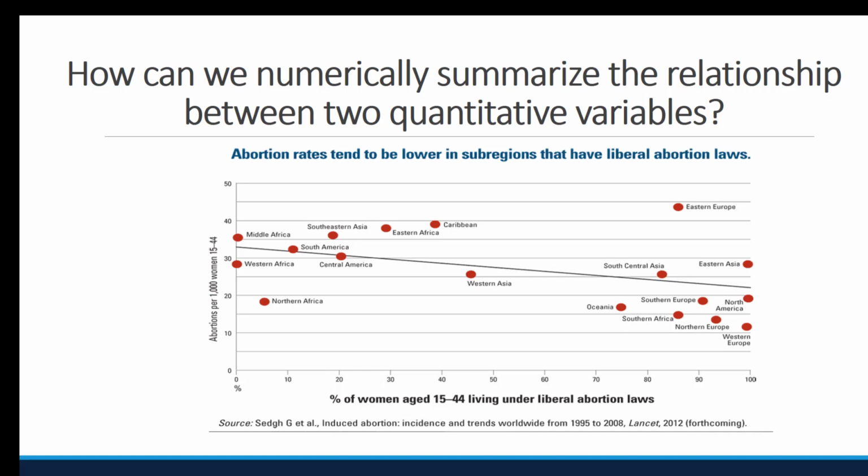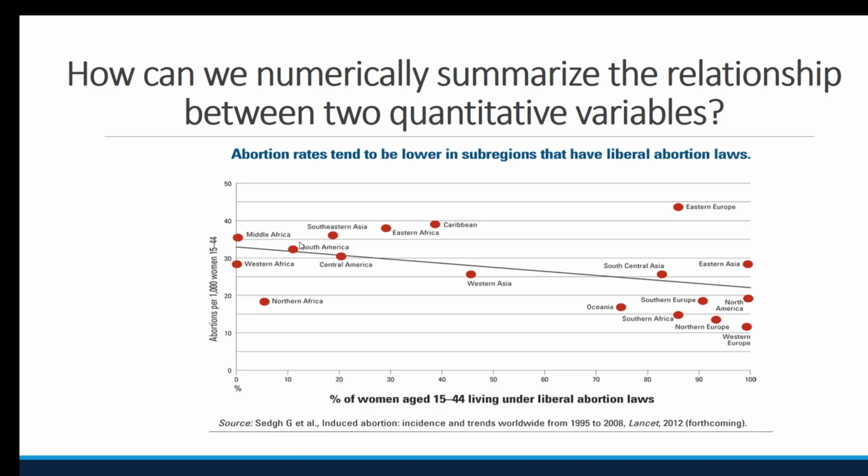Describe the direction, strength, and form of the association in the plot. Well, we notice here the direction is negative because the points go slightly down and to the right. The strength here would be moderate or weak. And the form here is linear because these are in a rough line.